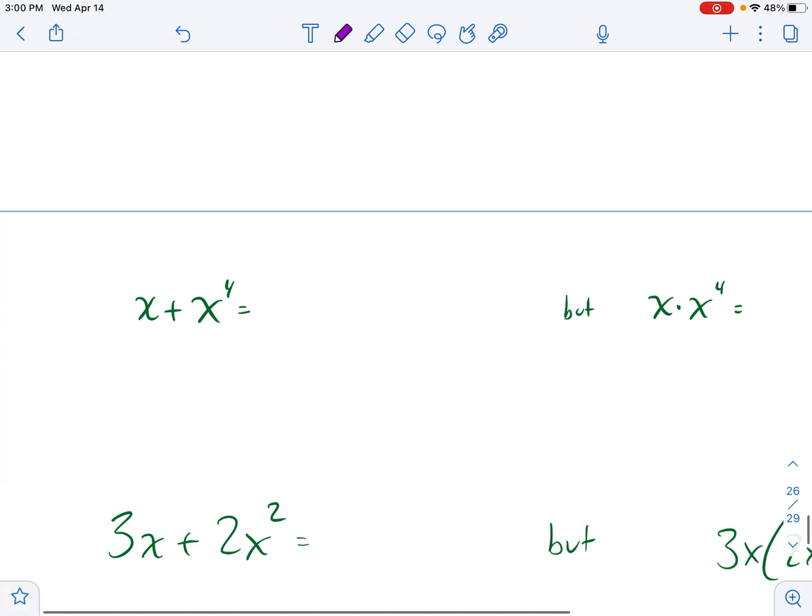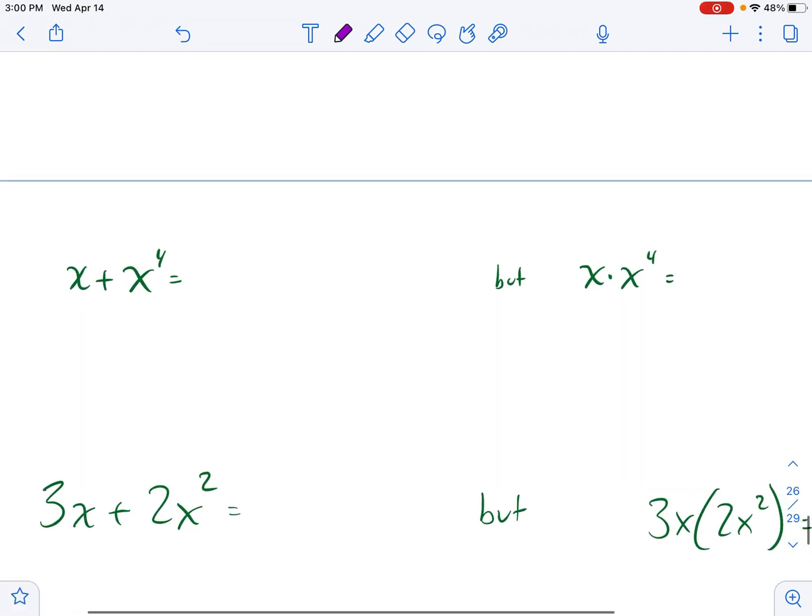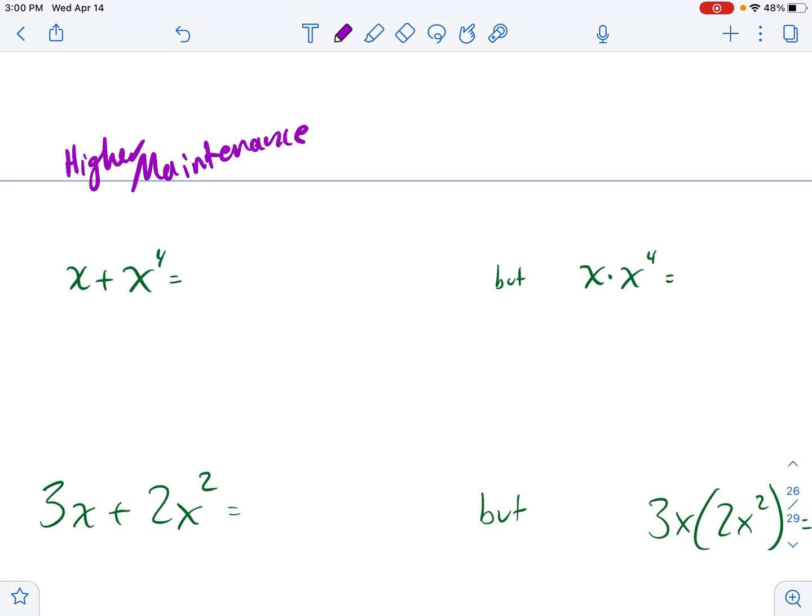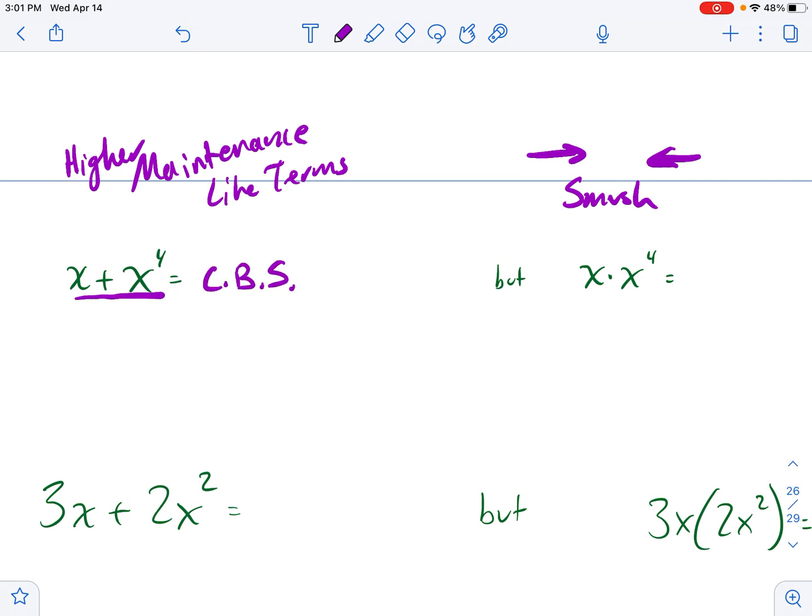All right, let's talk about the difference between multiplication and addition. In some ways, multiplication is that much easier because you just sort of smush everything together. Addition is sort of higher maintenance because you need like terms, whereas multiplication, I like to think of it as you're just smushing everything together, like smoosh. So x plus x to the fourth, that cannot be simplified. The best way you can write that is x plus x to the fourth, or x to the fourth plus x. But multiplication, you don't need like terms, so let's just smush these together.